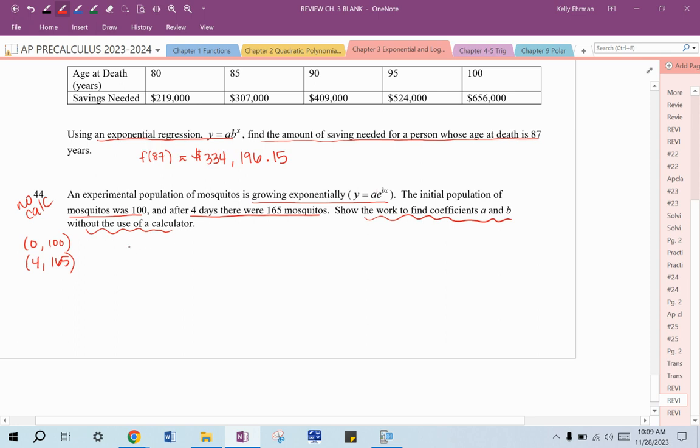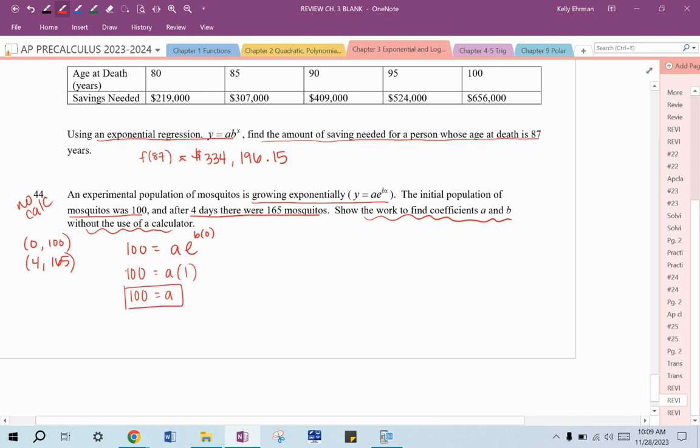Now, A is always the initial amount. So if they want me to show work for A, you always begin by plugging in the 0 point. 100 goes in for Y. We don't know A. It's e to the B times 0. Well, that's e to the 0. E to the 0 is 1, so A is 100. So that's easy. A is 100.